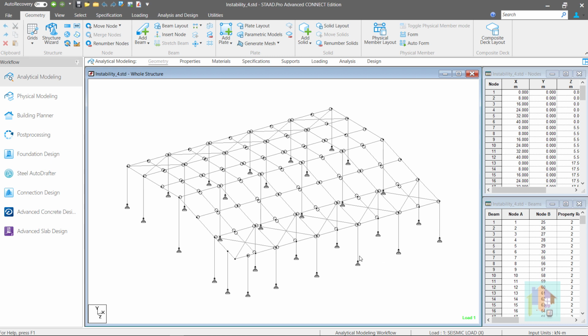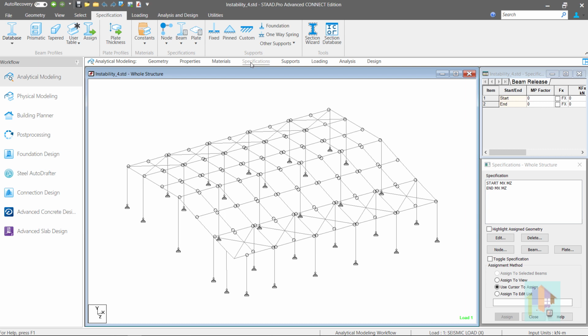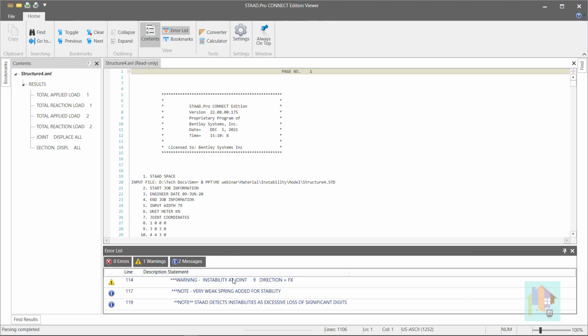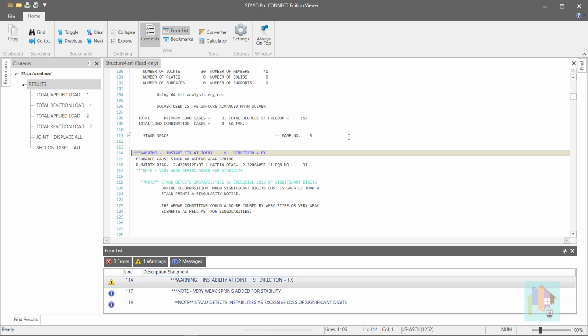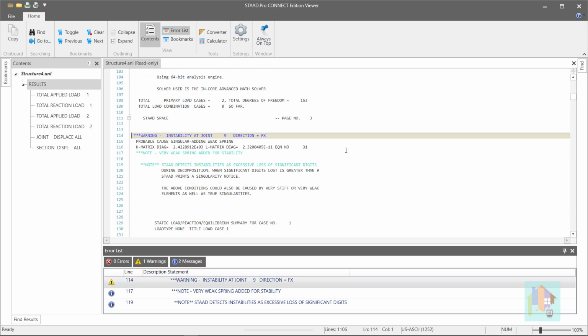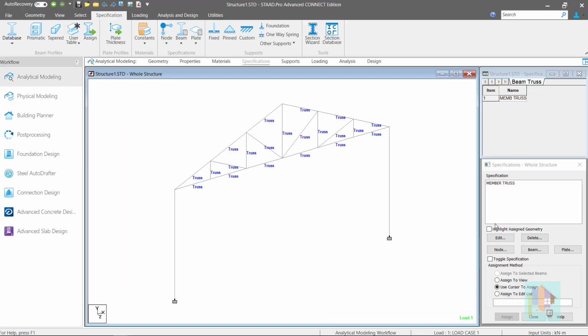Hello and welcome to the second part of structural instability and zero stiffness condition. My name is Surajit Ghosh, and in this session I will discuss different types of structural instability, how to identify these problems in a model, and how to rectify the model to eliminate all these warnings.